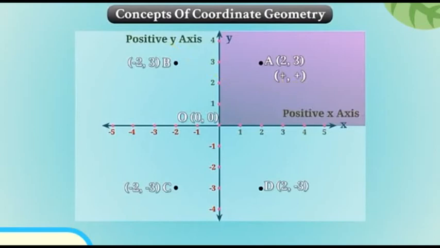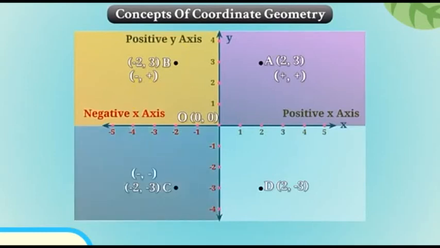Similarly, the coordinates of a point in the second quadrant will be negative, positive, as the second quadrant is enclosed by the negative x-axis and positive y-axis. The coordinates of a point in the third quadrant will be negative, negative, as the third quadrant is enclosed by the negative x-axis and negative y-axis. Also, the coordinates of a point in the fourth quadrant will be positive, negative, as the fourth quadrant is enclosed by the positive x-axis and negative y-axis.